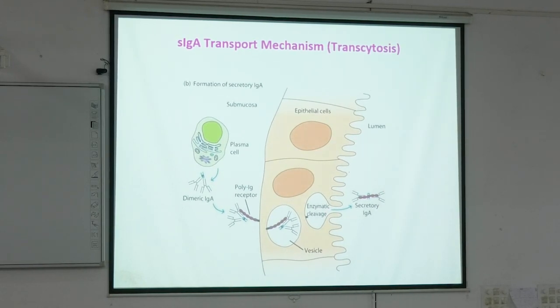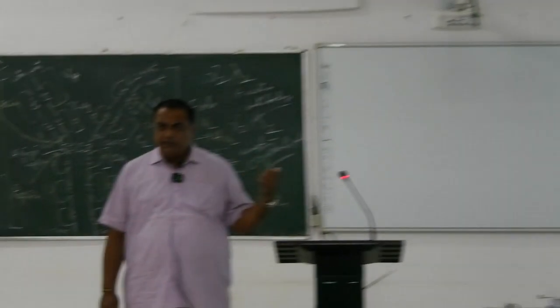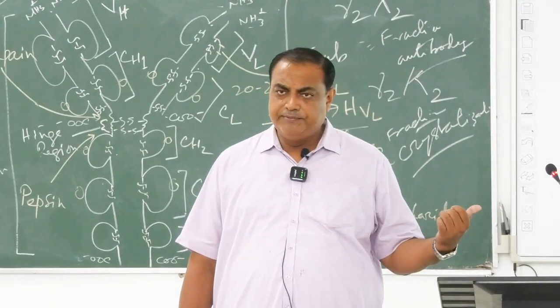So it is found in tears. Tear has got immunoaction due to secretory component of IgA.